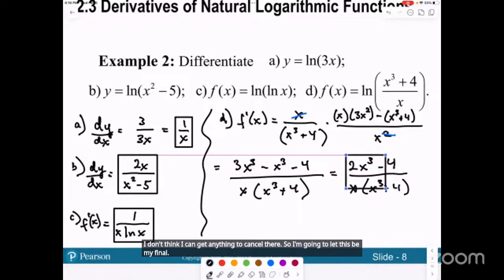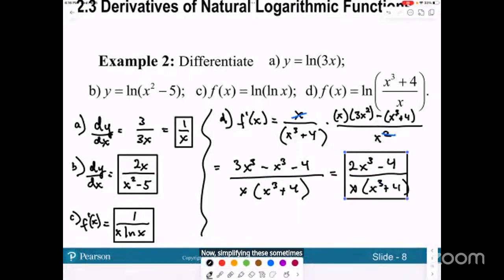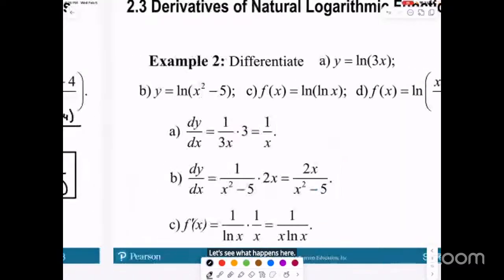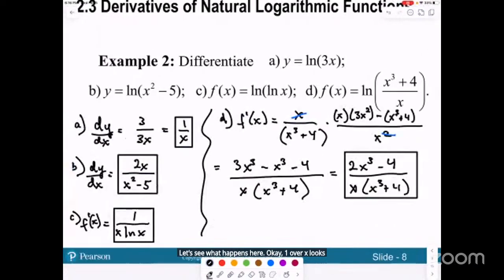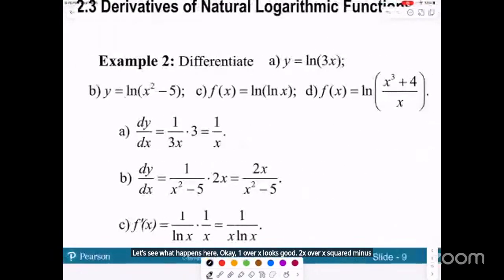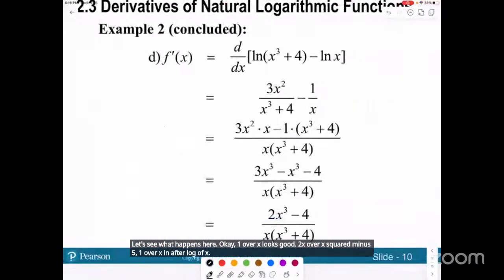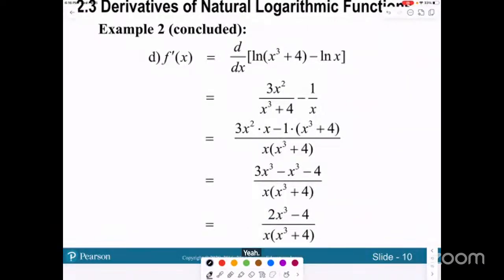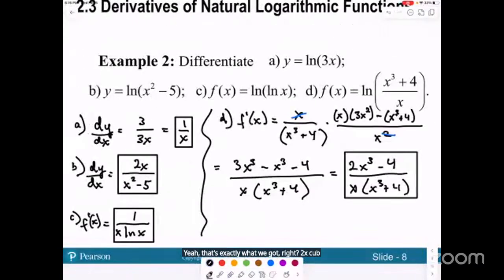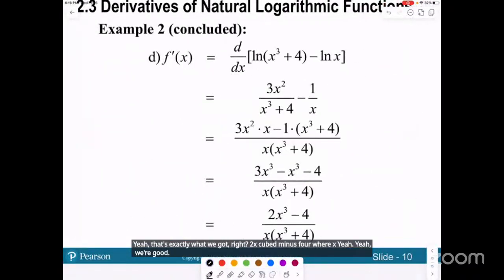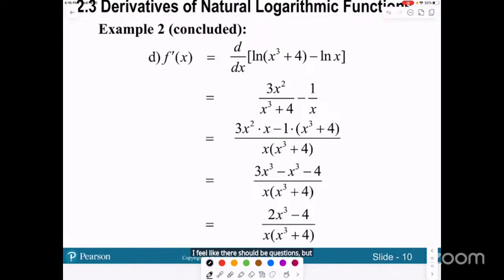Now, simplifying these sometimes gets a little dicey. Let's see what happens here. Okay, 1 over x looks good. 2x over x squared minus 5. 1 over x natural log of x. And 2x cubed minus 4 over x, that's exactly what we got, right? Yeah, we're good. I feel like there should be questions, but again, I acknowledge that you probably just need some time.